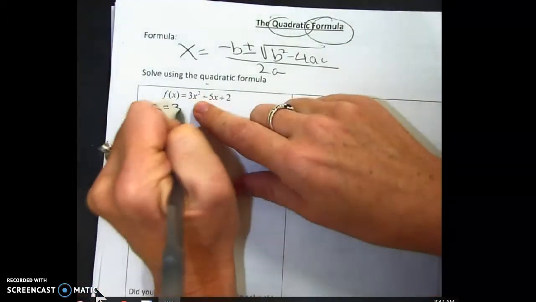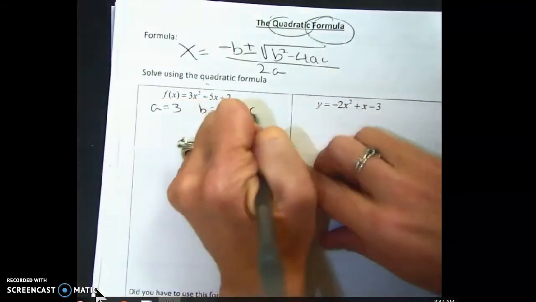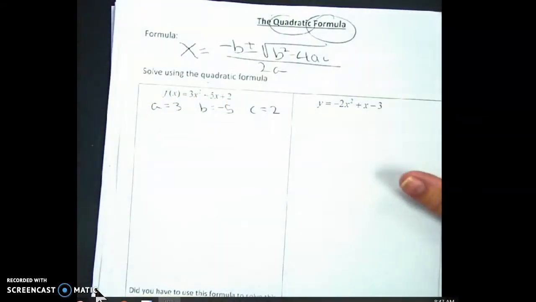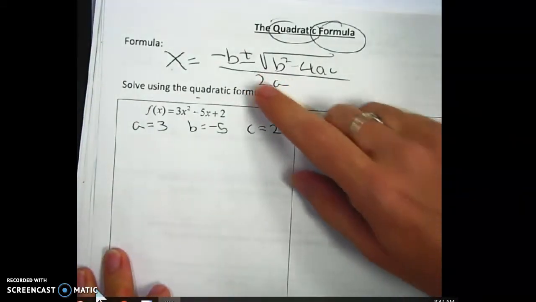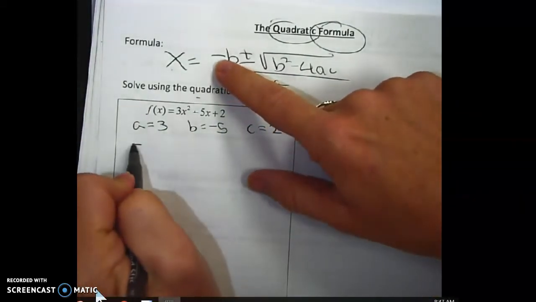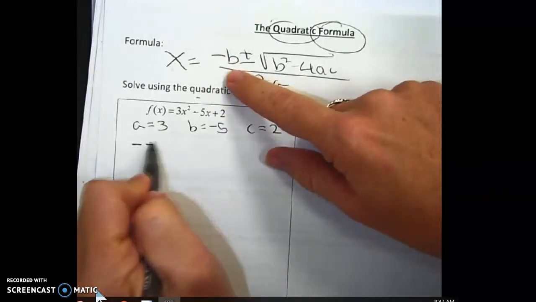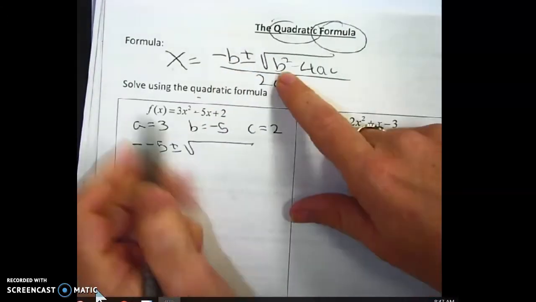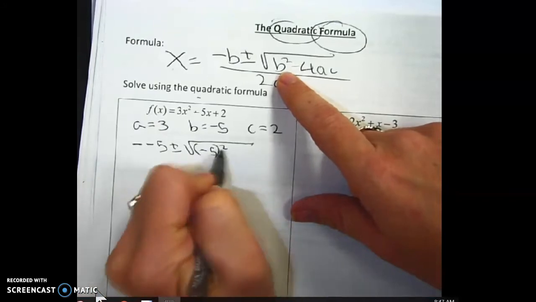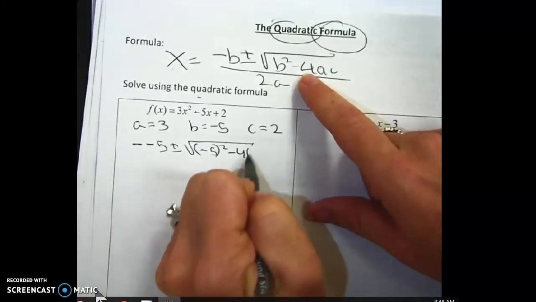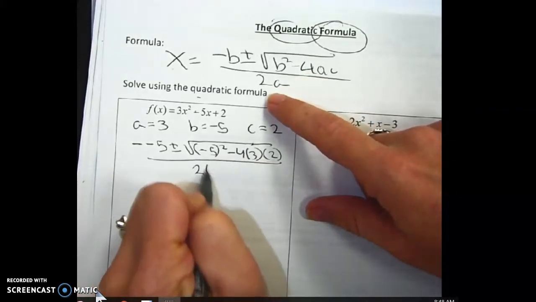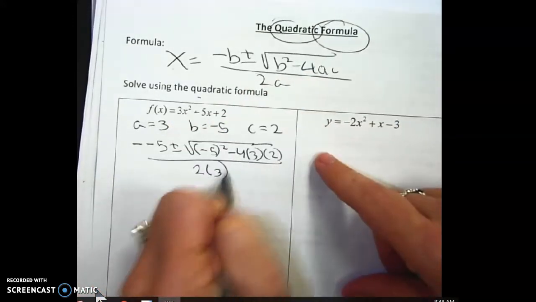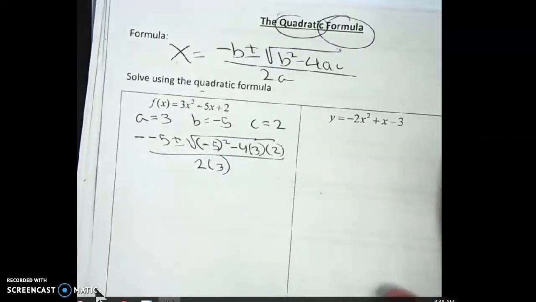So a equals 3, b equals negative 5, c equals 2. Why do I like to write that? For my own sanity. That way when I'm doing this formula, it's easier. So negative of negative 5 plus or minus the square root of negative 5 squared minus 4 times 3 times 2, all divided by 2 times a, which is 3. So first step is fill everything in.